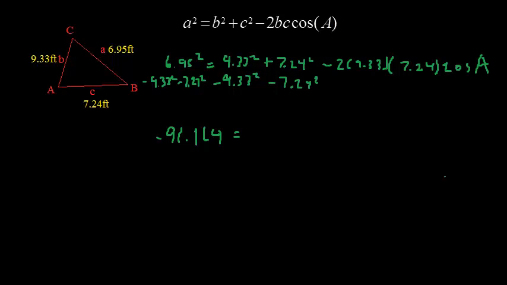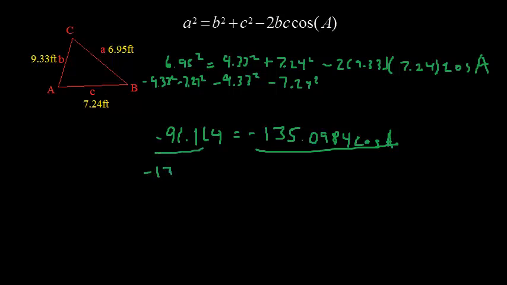So this first part here gives me a negative 135.0984 times the cosine of A. Now I divide both sides by that negative 135.0984. This is about 0.675, which is equal to my cosine of A. And this is not exact, but I have saved the exact number in my calculator, about 0.674797, so on and so forth.